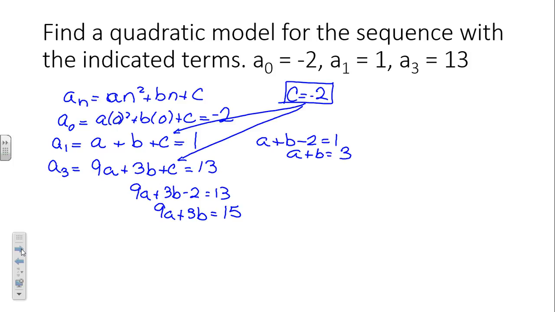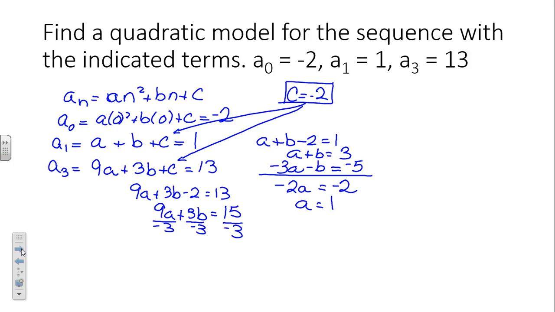I see a 3 in common with everyone. So you can either multiply this whole thing by 3, or you can divide everybody by 3. But if I divide by -3, do you see that I'll get a -b? Okay, so let's divide every term by -3. 9a divided by -3 is going to be -3a. 3b divided by -3 is -b. And 15 divided by -3 is -5. Adding them up. So a has to be 1.